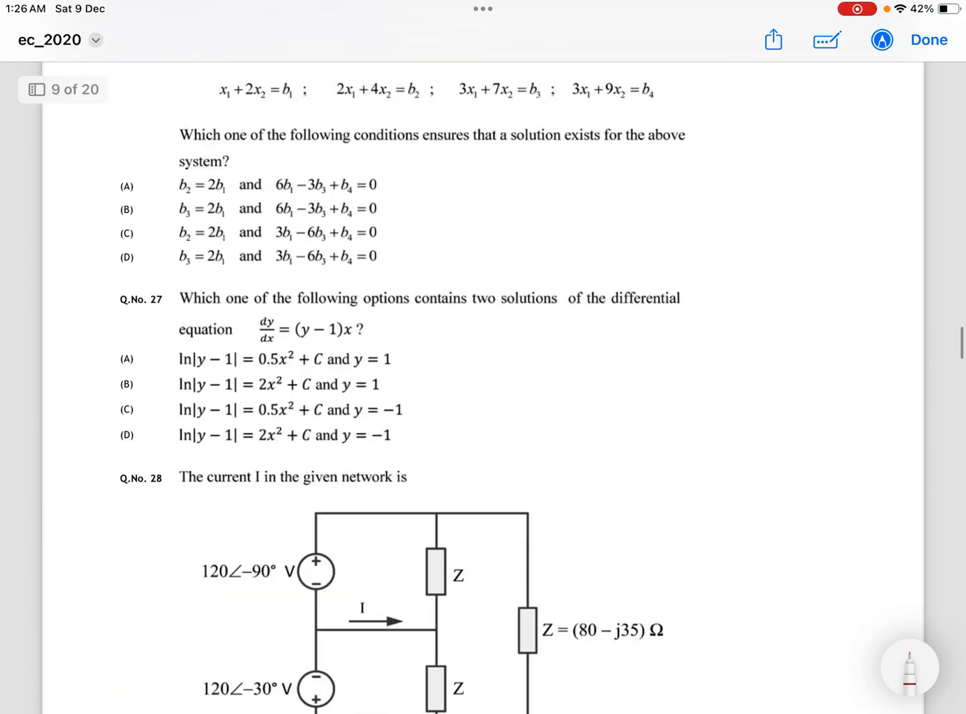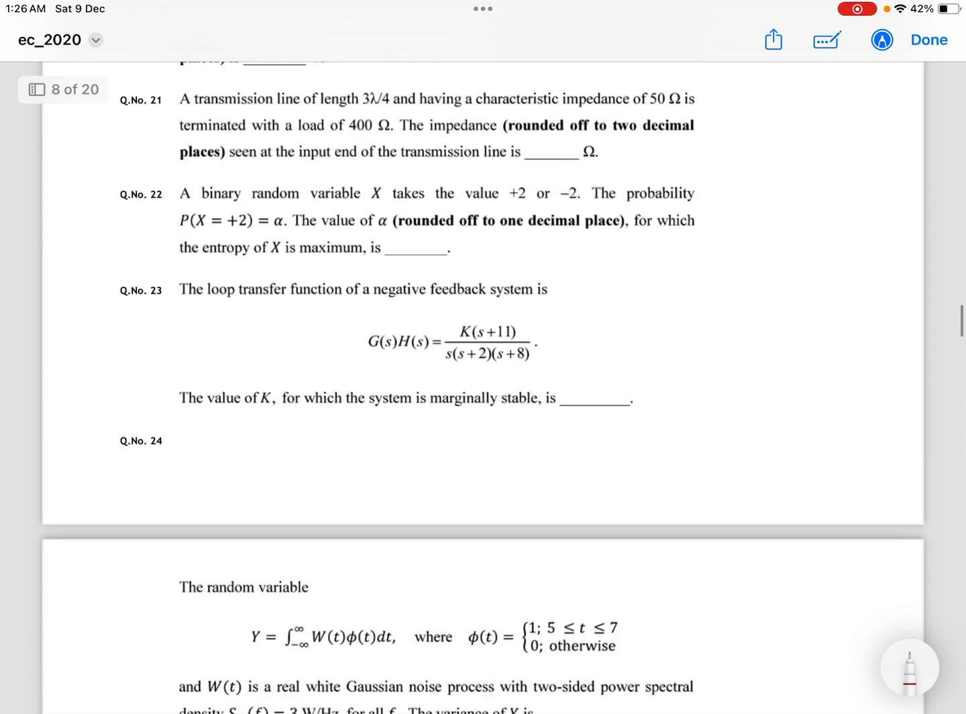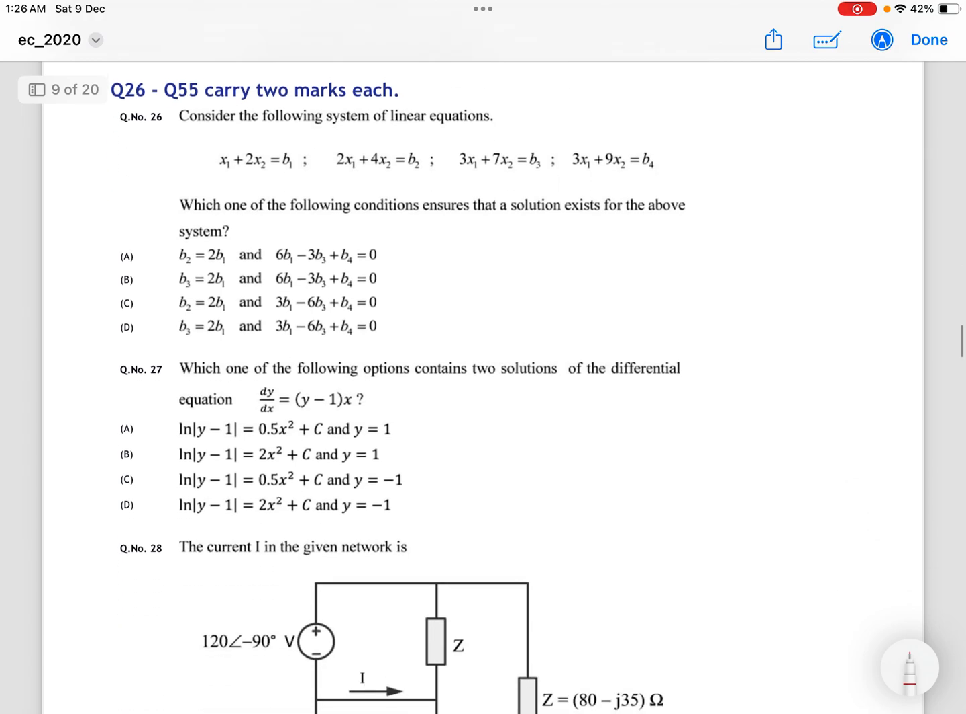Now we have question number 26. We consider the following system of equations. So we have been given this system of four linear equations. Which of the following conditions ensures that the solution exists for the above system? So this one is also a straightforward question.